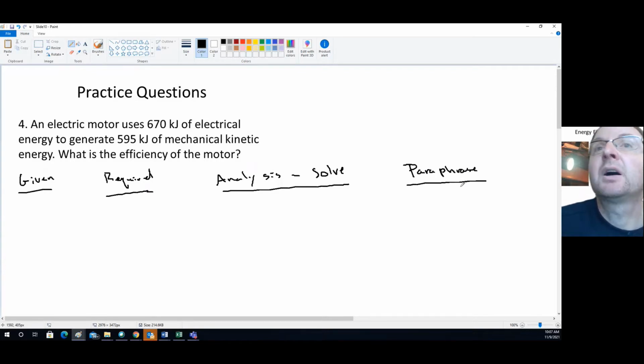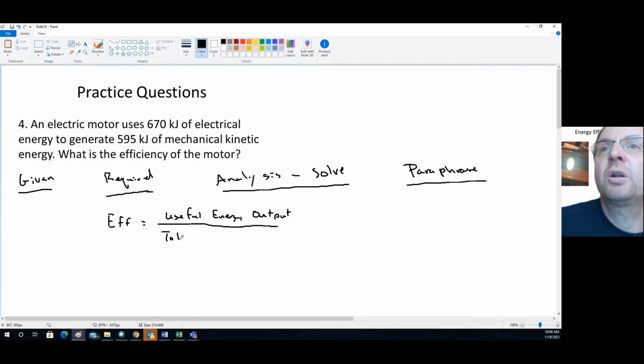All right, we need to find efficiency. And efficiency equals your useful, which is always the smaller number, energy output, so what's of use, what's the good stuff, and your total energy input. And of course, we got to multiply that number by 100 to turn it into a percentage. But yeah, what information are we given? We got total energy right there.